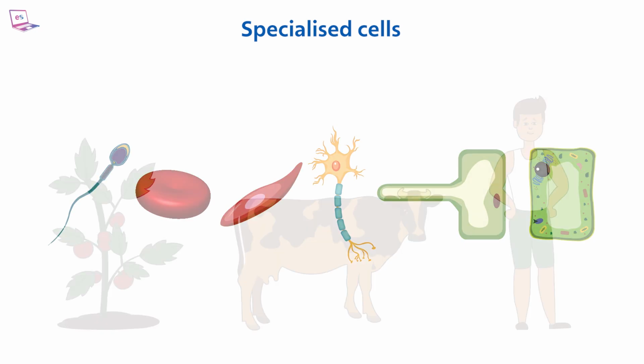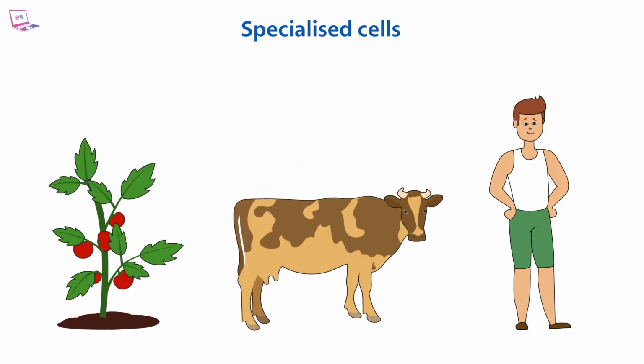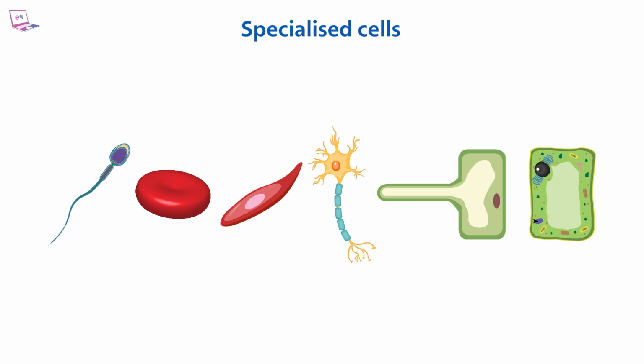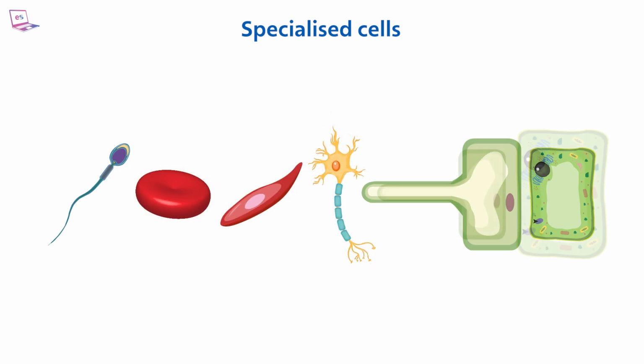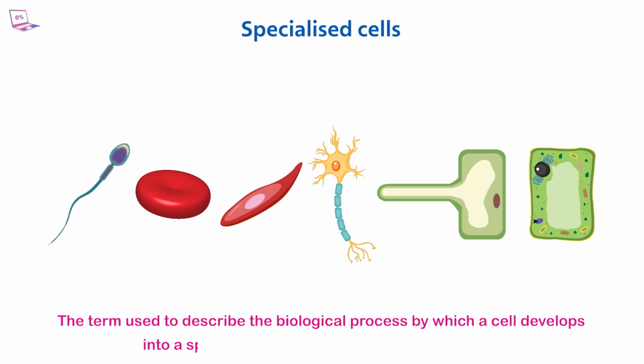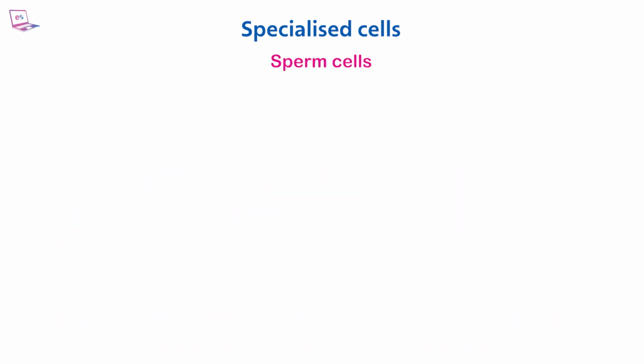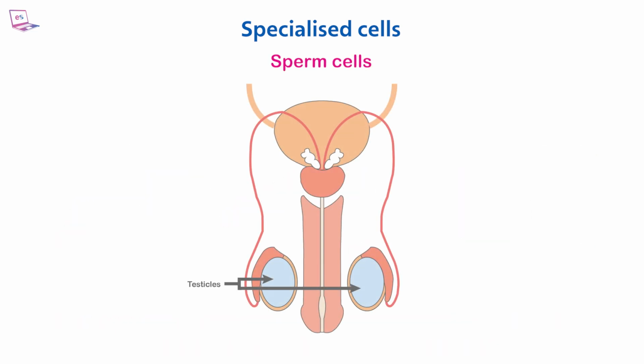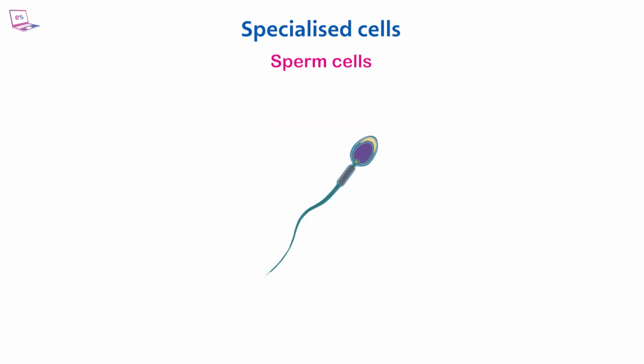Specialized cells. Specialized cells are found in plants, animals, and humans. They have unique structures that allow them to perform specific functions. Examples include sperm cells, red blood cells, muscle cells, nerve cells, root hair cells, and palisade cells. The term used to describe the biological process by which a cell develops into a specialized cell is called cell differentiation.